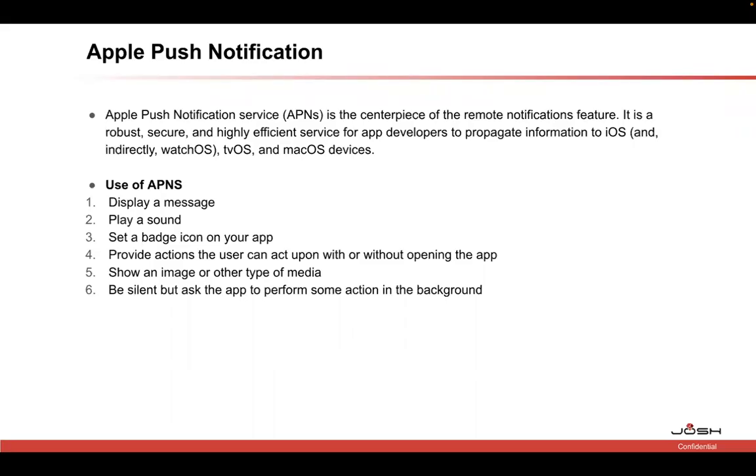Also, you can perform a particular action on clicking that notification. If you get a notification from WhatsApp and you click on that particular chat, you will be redirected to the particular user's chat. Okay, so you can perform certain actions on that. Also, you can show images and any other media type on that notification banner. And the silent notification can perform certain background tasks.